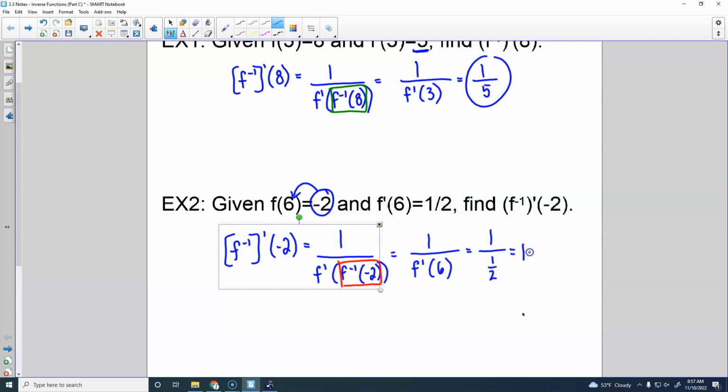And dividing fractions is easy as pie. We flip the second and multiply. We're just going to get 2 for our answer.